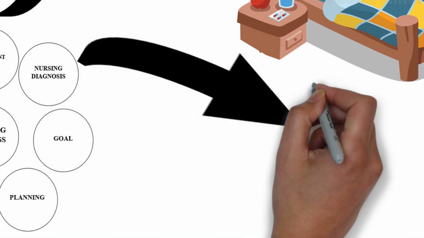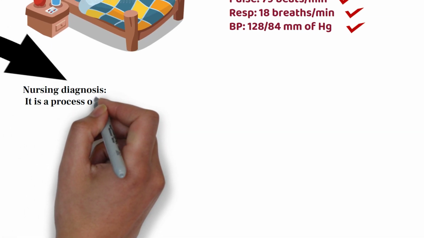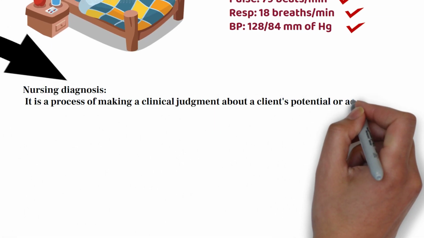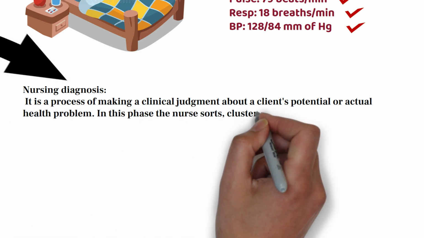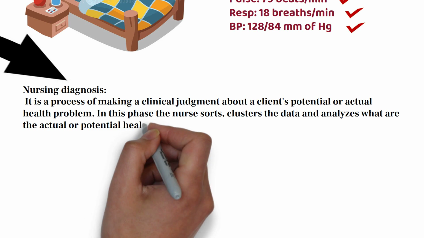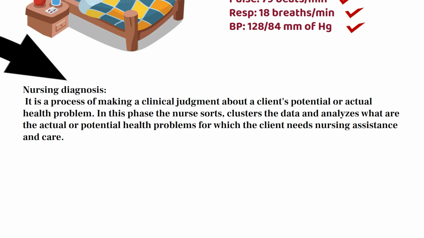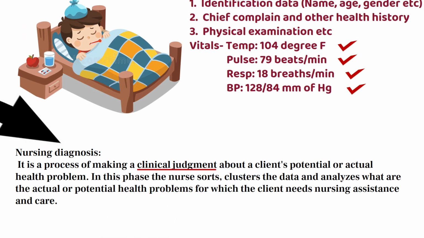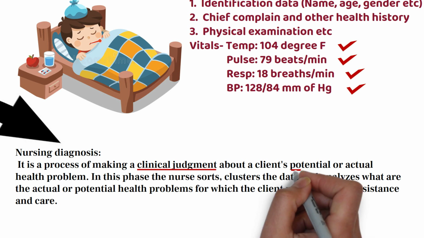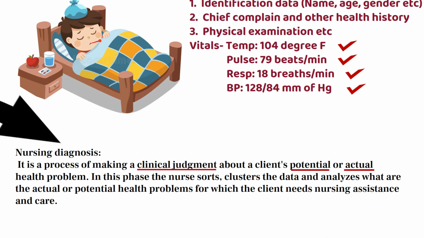So next step is nursing diagnosis. It is a process of making a clinical judgment about the client's potential or actual health problem. In this phase, the nurse sorts, clusters the data and analyzes what are the actual or potential health problems for which the client needs nursing assistance and care. That means it is a clinical judgment or clinical finding of a disease. So the disease could be potential or actual. That means any possible disease or any actual disease can occur to the patient. We need to identify through nursing diagnosis.